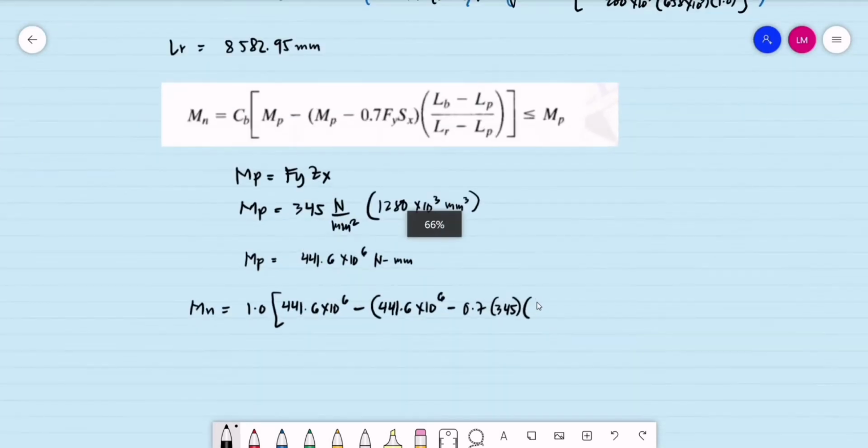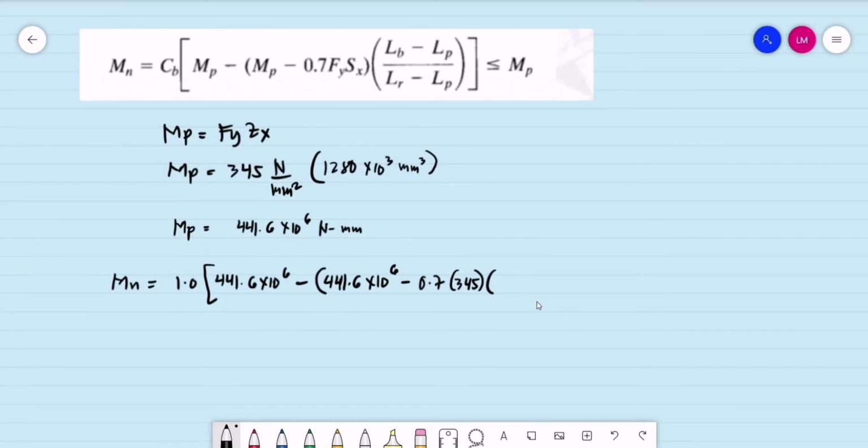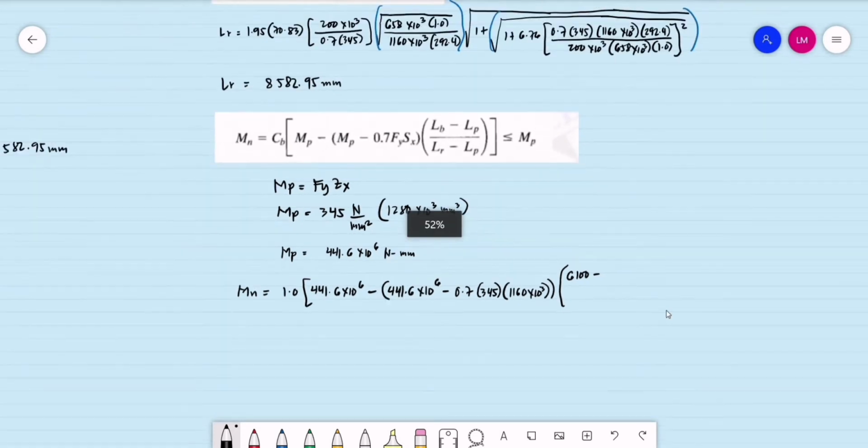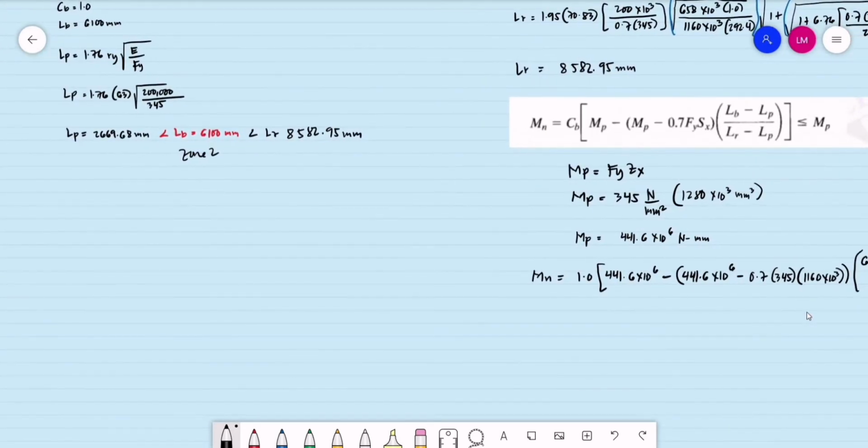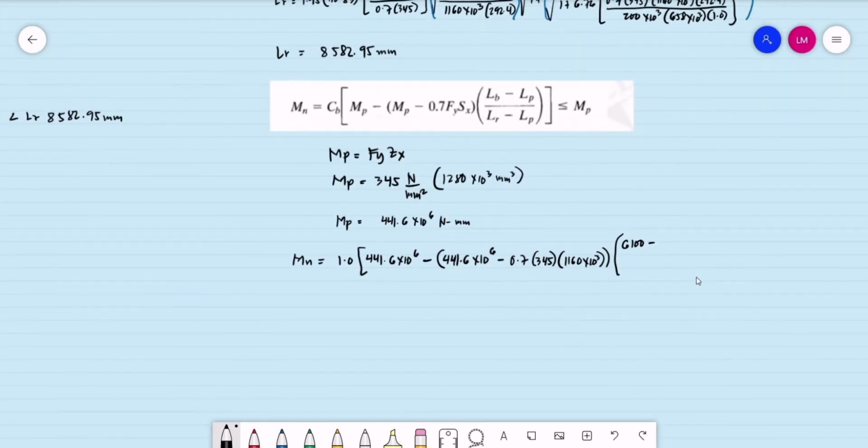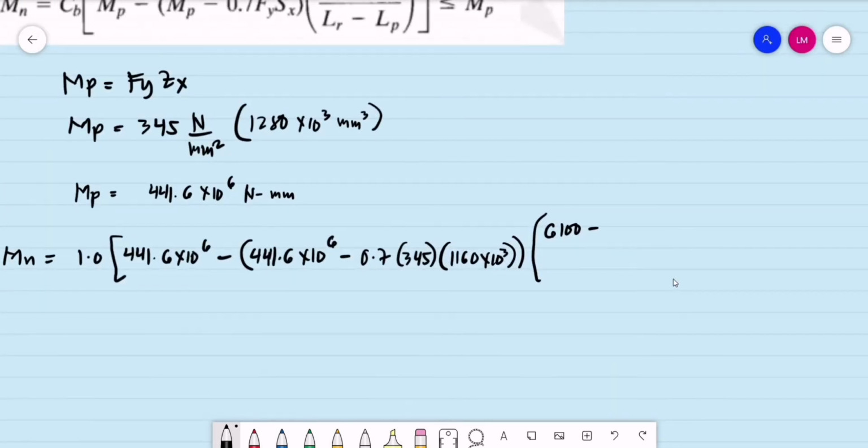Okay, so S sub X is equal to 1,160 times 10 raised to 3. Then to be multiplied by this ratio. The ratio of L sub B, our unbraced length, is 6,100. Then minus the L sub B is 2,669.68. Okay, this is 2,669.68. Then divided by the value of L sub R.